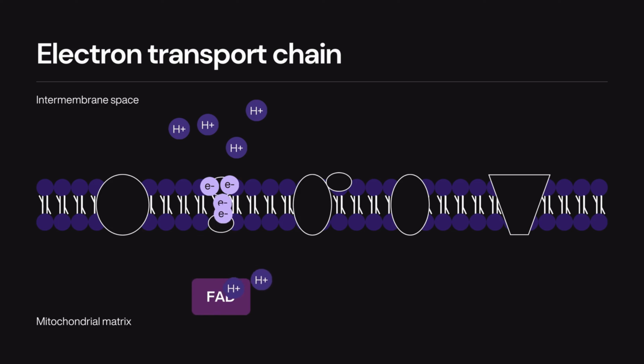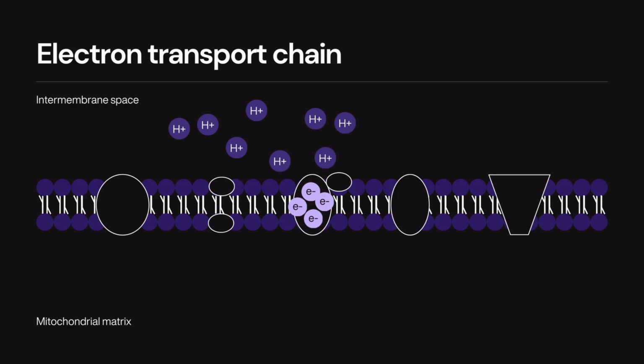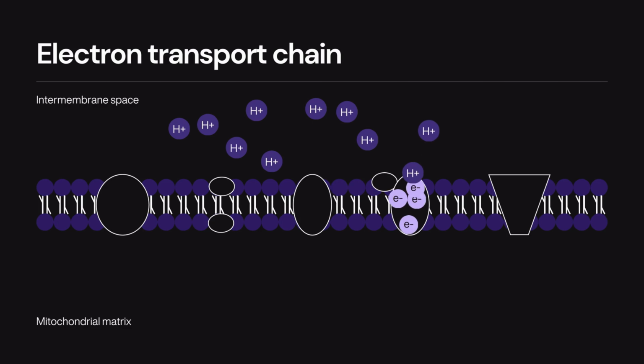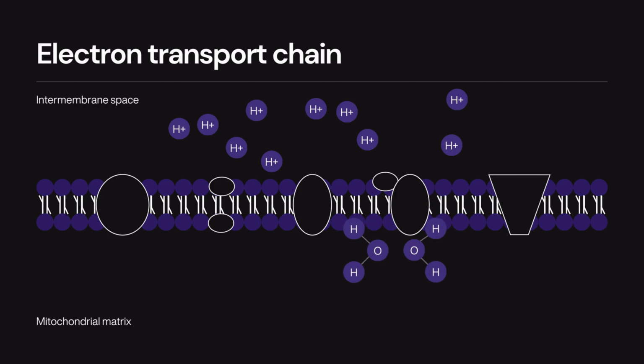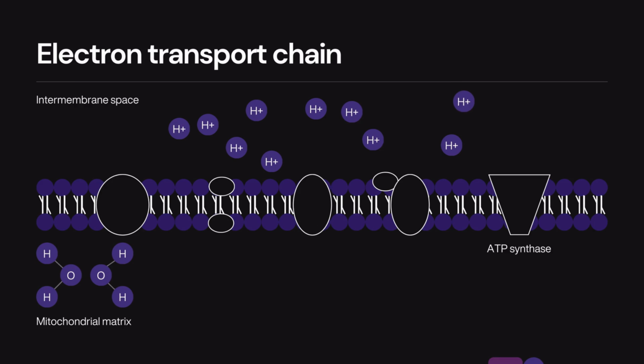This energy powers complexes 1, 3, and 4, which pump protons, or H+ ions, across the inner mitochondrial membrane from the matrix to the intermembrane space, creating a high proton concentration outside the matrix. This proton gradient, or proton motive force, drives protons back into the matrix through ATP synthase, a protein that uses this movement to synthesize ATP from ADP and inorganic phosphate. Without this proton gradient, ATP synthase would lack the energy to efficiently produce ATP.